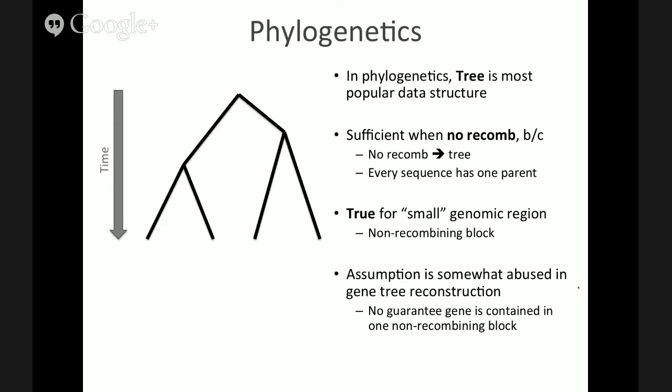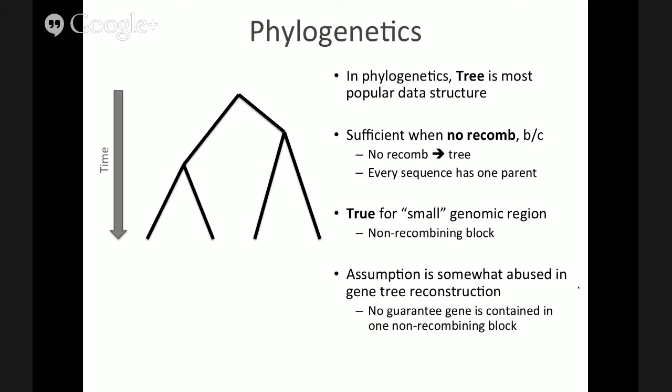So just to introduce the topic, I thought I would introduce it the same way that I entered the field, which was from phylogenetics, and I think that's maybe the background of a lot of the audience here. In phylogenetics, the most common data structure is the tree. That's the workhorse for modeling ancestry. And what's nice about a tree is if you don't have to worry about recombination, then it is sufficient. Without recombination, every sequence has one parent, and that's what a tree data structure is.